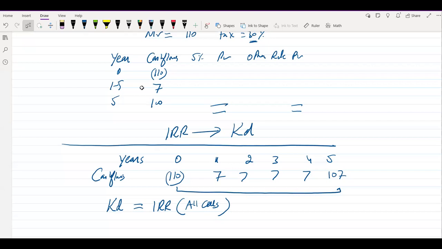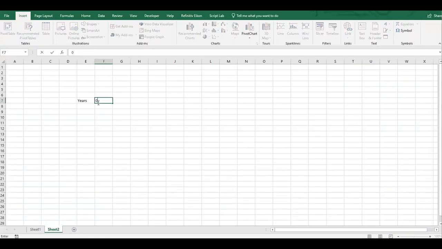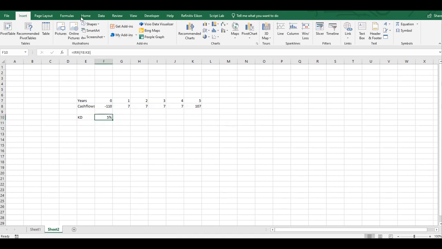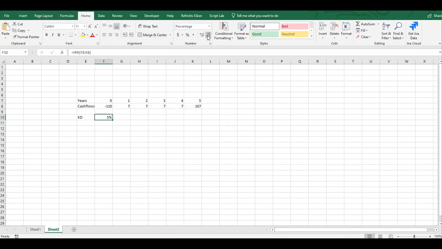Okay, let's suppose this is the example. First of all, write years 0, 1, 2, 3, 4, 5. First of all, write the cash flows. Negative 110, 7, 7, 7, 7, and 107. Now calculate Kd. Kd is equal to, give the command of IRR, bracket start. Kd is equal to 4.71%. So that's how to calculate the Kd.